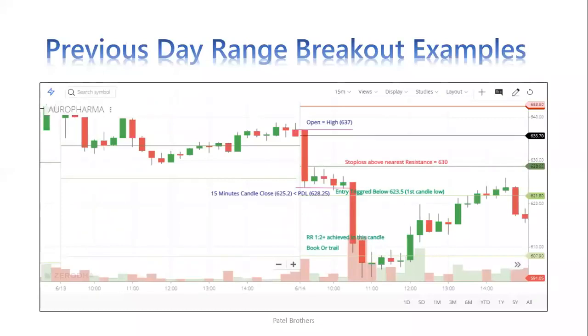The difference between that I have answered. Open drive, open of the candle is below or above the previous day's low or high. Yes, correct. Correct understanding. Perfect.